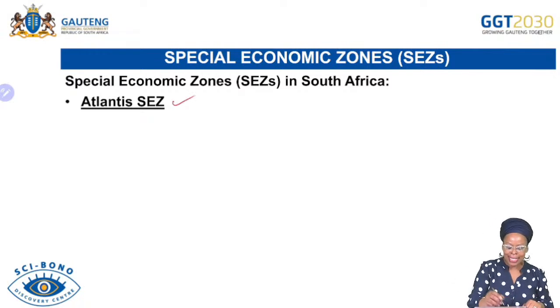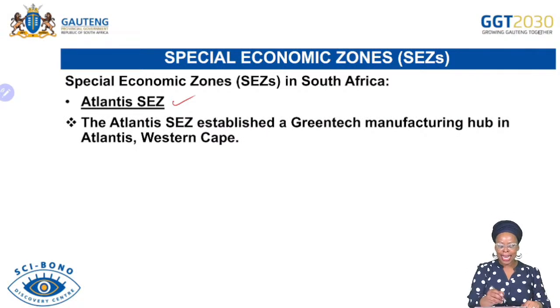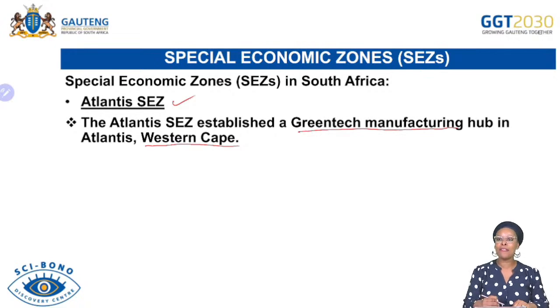We have Atlantis SEZ. We have 11 of them. Atlantis is one of them. Atlantis SEZ is found where? In the Western Cape, and it focuses on green tech manufacturing. It will qualify for that 12I tax allowance.